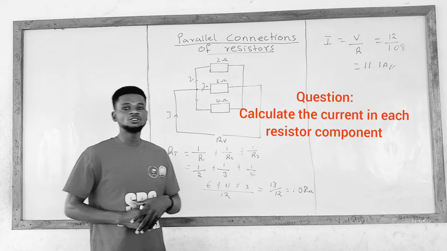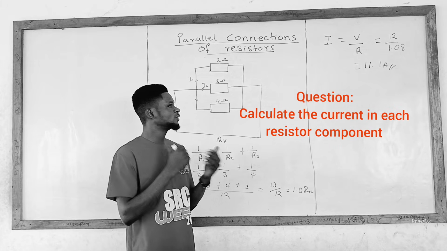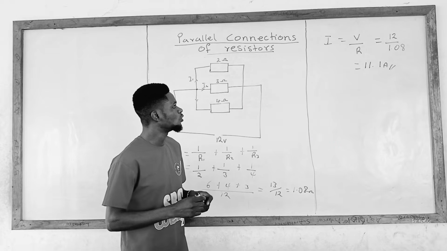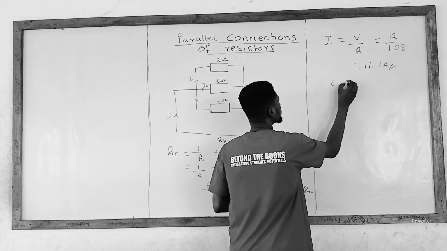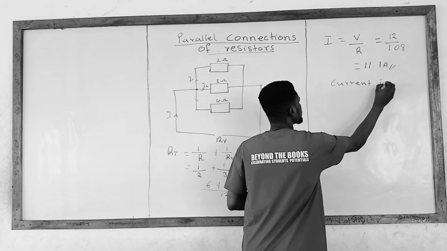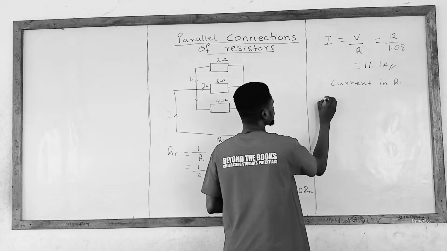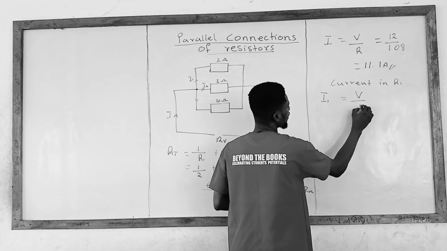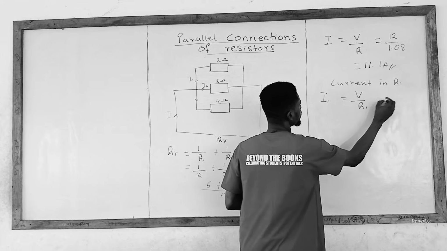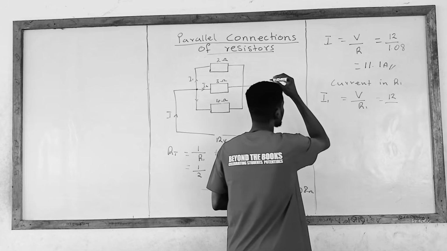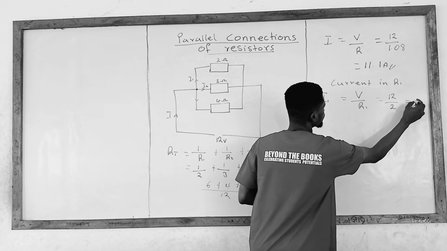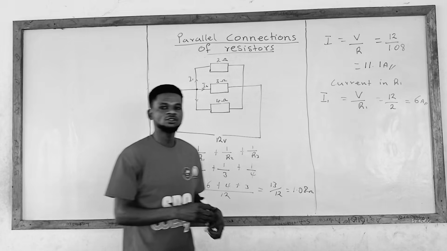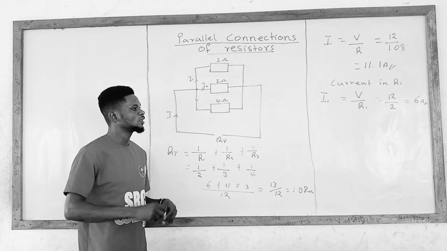Now, the next question is to find the current in each resistor. Find the current in each component. So, the current in R1, I1, is equal to V divided by R1. The V is 12 divided by R1, which is 2. So 12 divided by 2 is just 6 amps. So our current in resistor 1 is 6 amps.